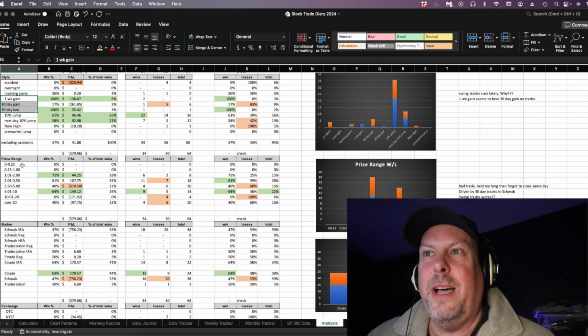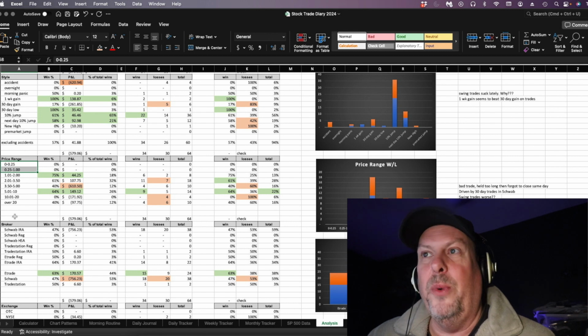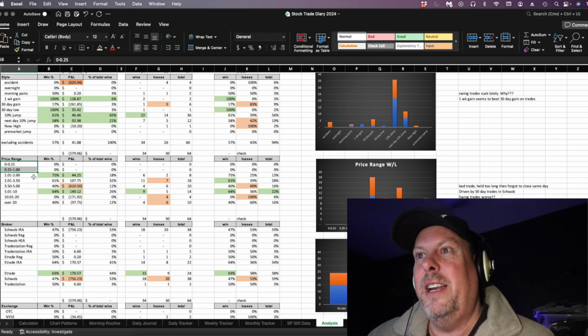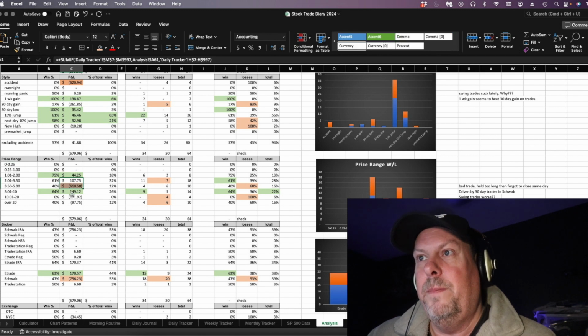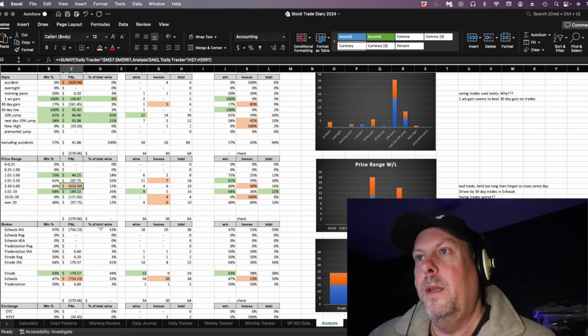I stopped trading this range, so I don't have any data there yet, but I didn't do well last year in this range, so I just eliminated it completely. My best range is kind of in here. These two, obviously, this is the bad one. That's that one big error. If I take it out, that's almost a gain.